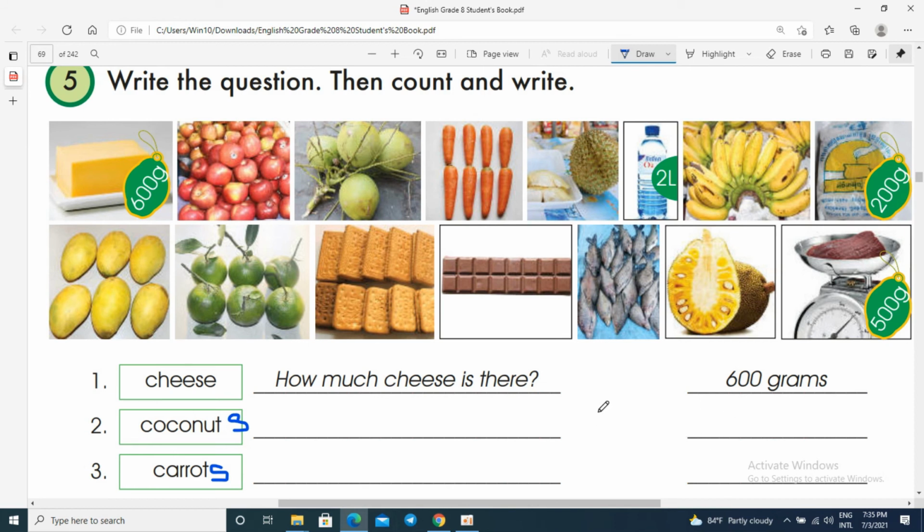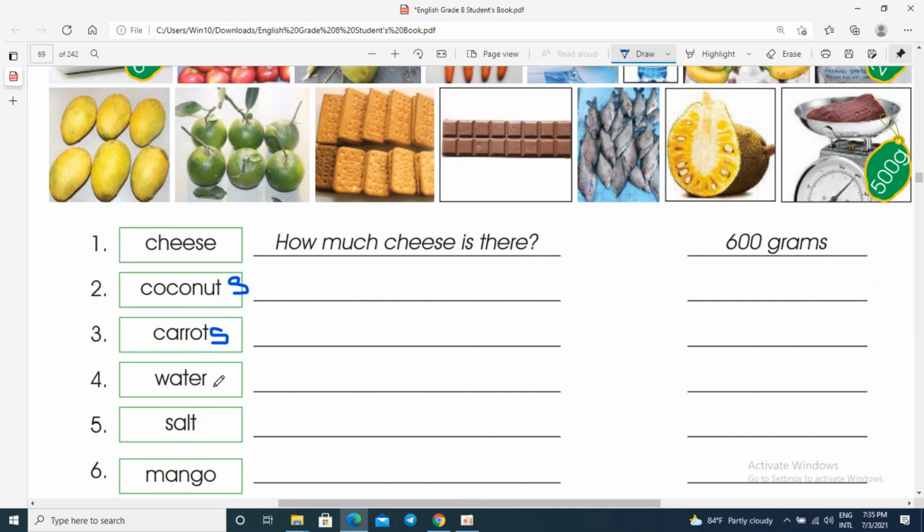And what about this one? Water. Is it an uncountable noun or a countable noun? Yeah, it's an uncountable noun. So how much or how many? How much, okay? How much water is there?